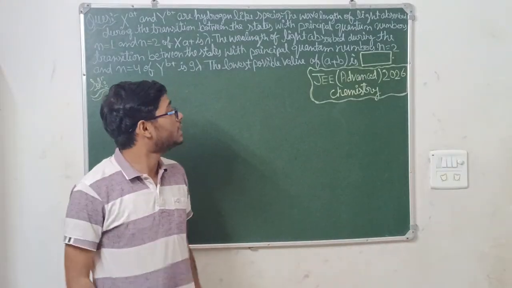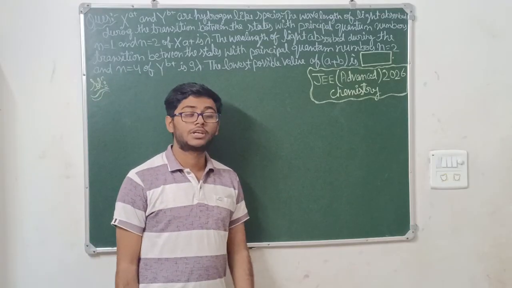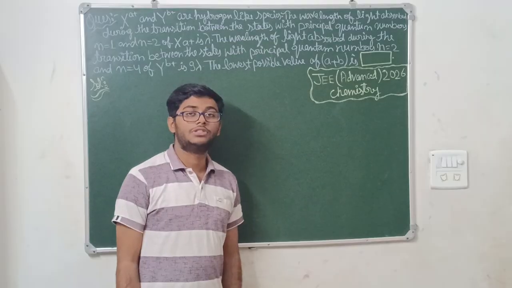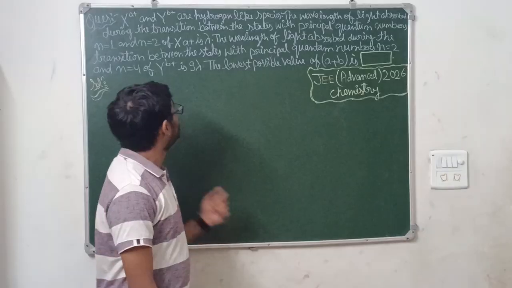And today I'm back with another question of JEE Advanced 2026 paper. This question is from the chemistry section and from the chapter Atomic Structure. One of the easiest questions of the chemistry paper. So let us look at the question.